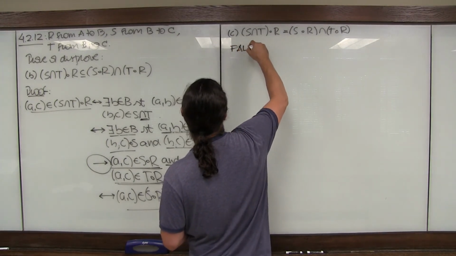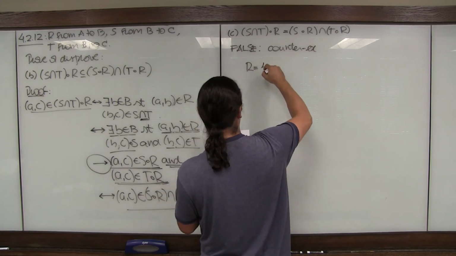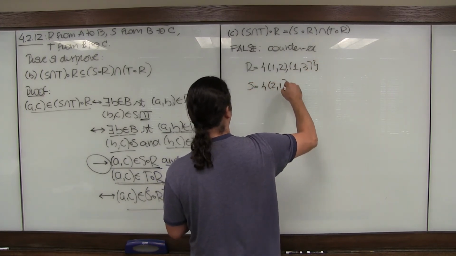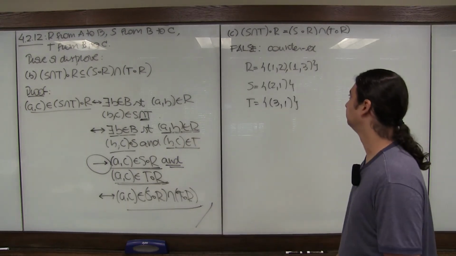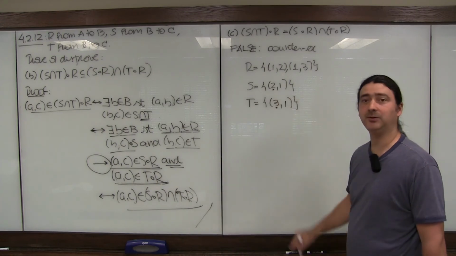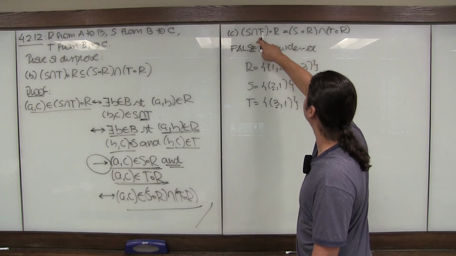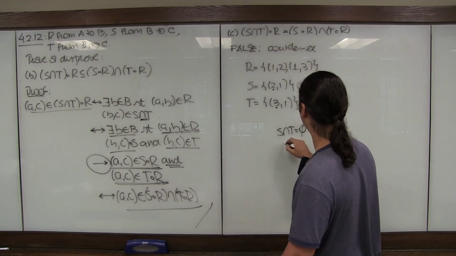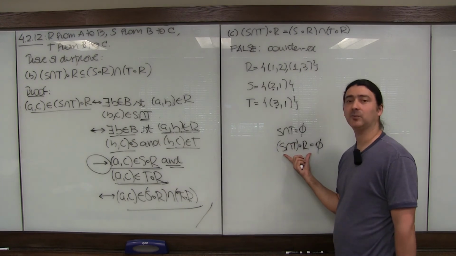So this is false. Counterexample is below. You can take R to be {(1,2), (1,3)}. Take S to be {(2,1)}, and take T to be {(3,1)}. Okay, so I'm trying to cook up the middle elements, which are different: a B1 for S and a B2 for T. Now, what happens in here? What is S inter T? Well, there's no common element, so this is empty. So S inter T composed with R is also empty. There's no element in this composition because there's nothing here.